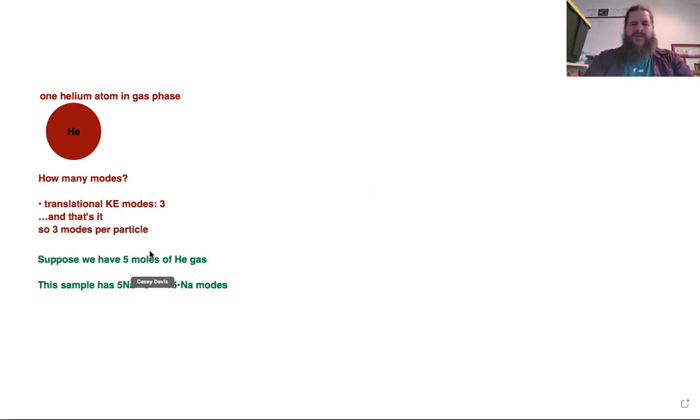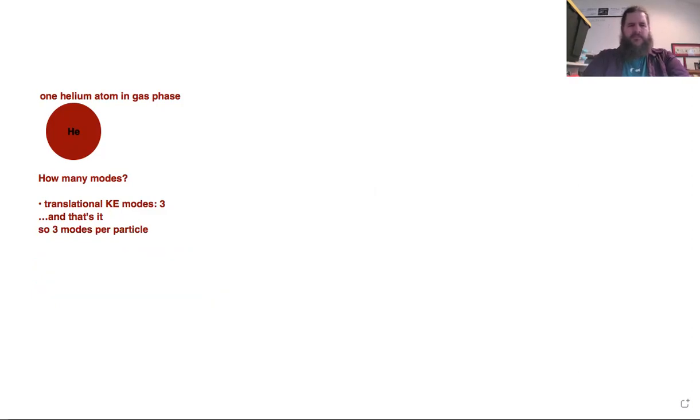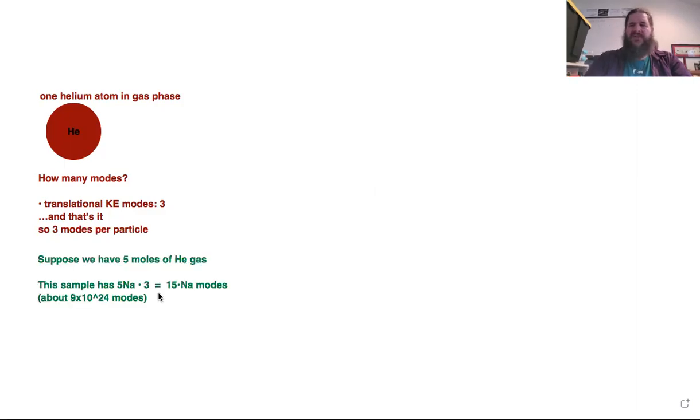And if we needed to, we could substitute in Avogadro's number, 6 times 10 to the 23rd, and get the number of modes as, what would that be? 6 times 15 would be 90, so 9 times 10 to the 24th modes. So that would be the total number of modes in this entire sample. That is the total number of ways this sample can have energy. Any questions on that so far?